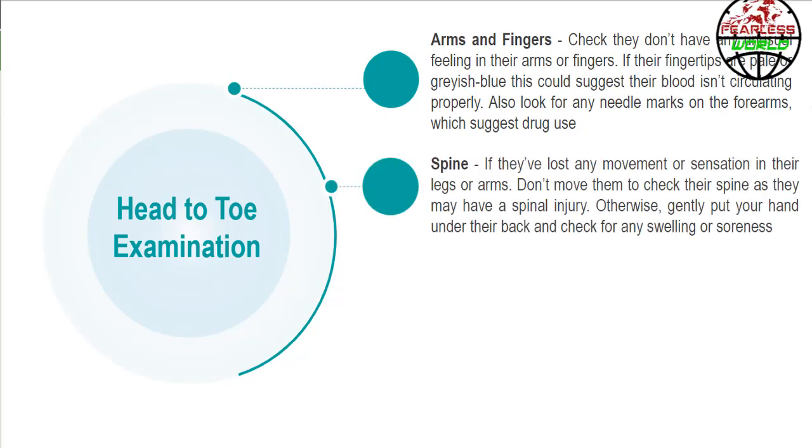Spine. If they've lost any movement or sensation in their legs or arms, don't move them to check their spine, as they may have a spinal injury. Otherwise, gently put your hand under their back and check for any swelling or soreness.